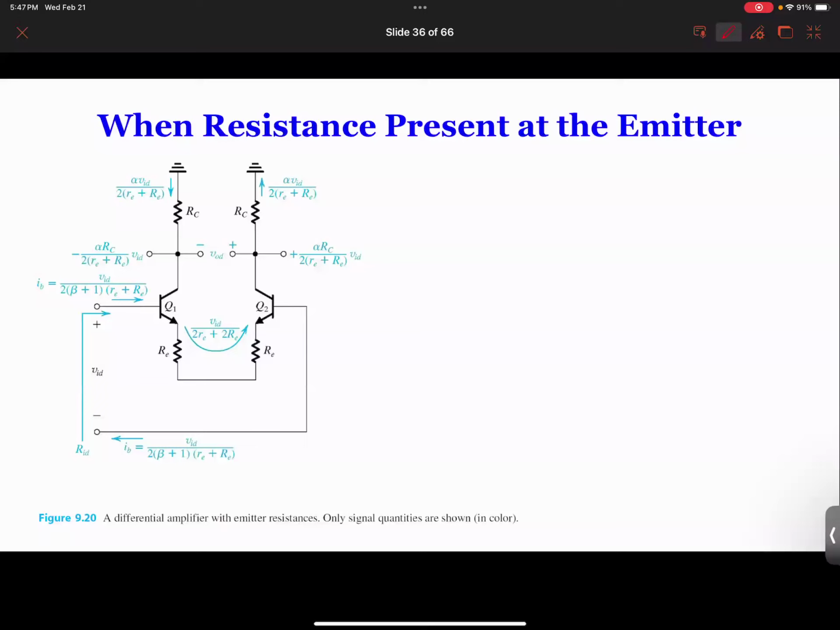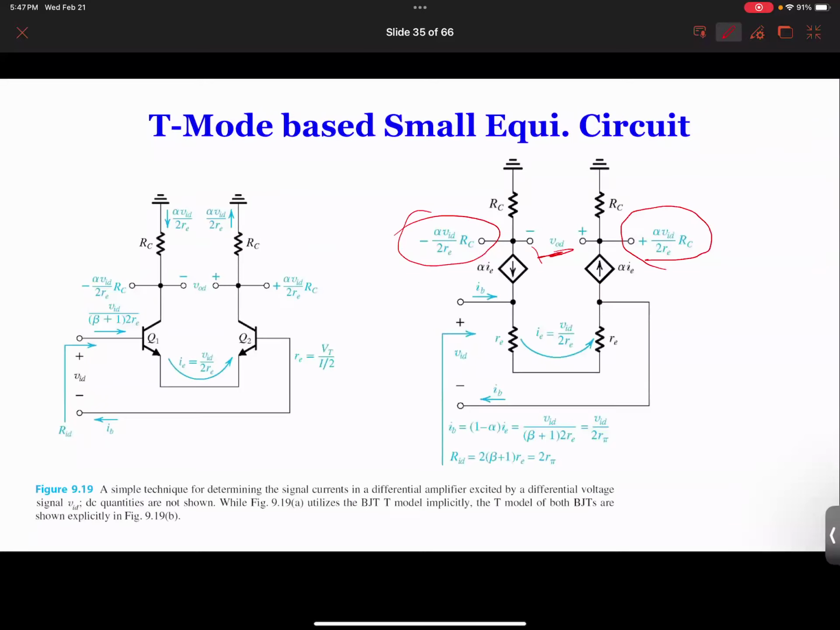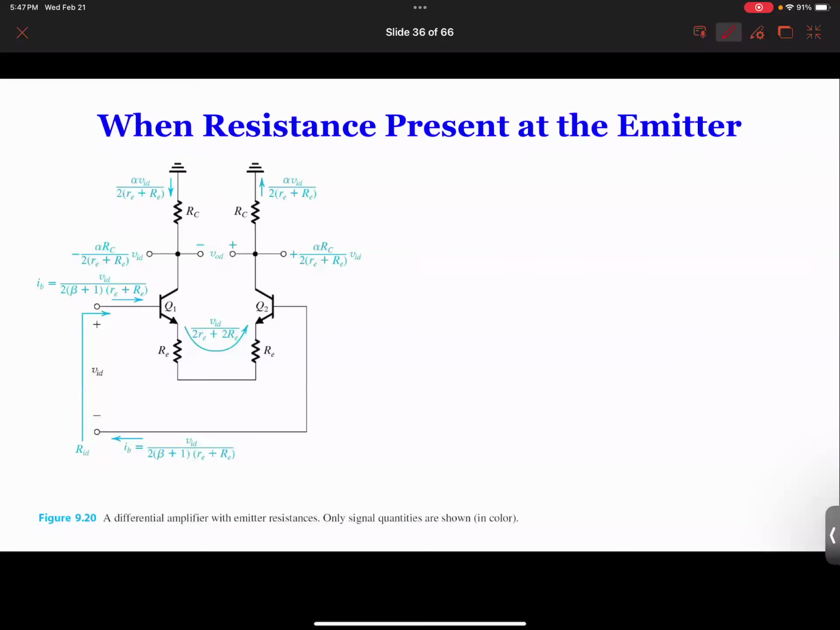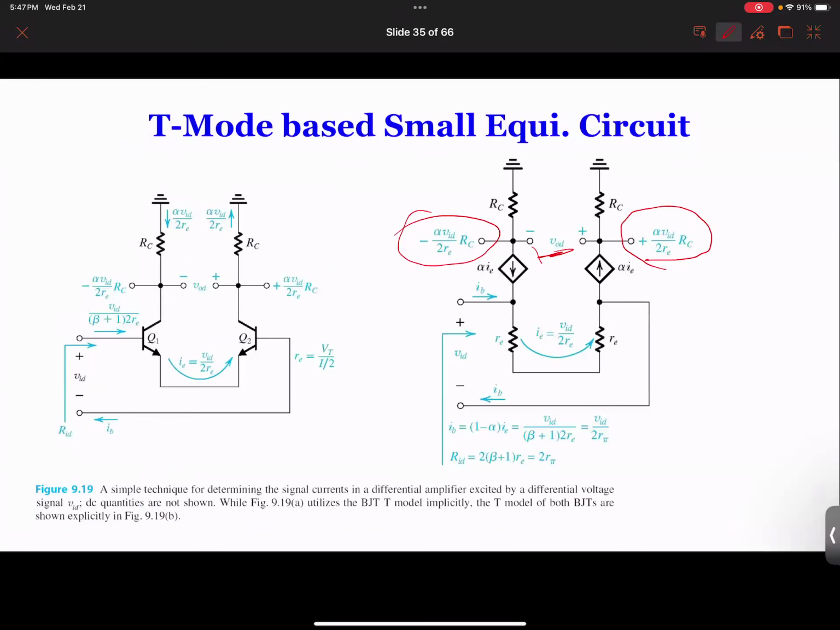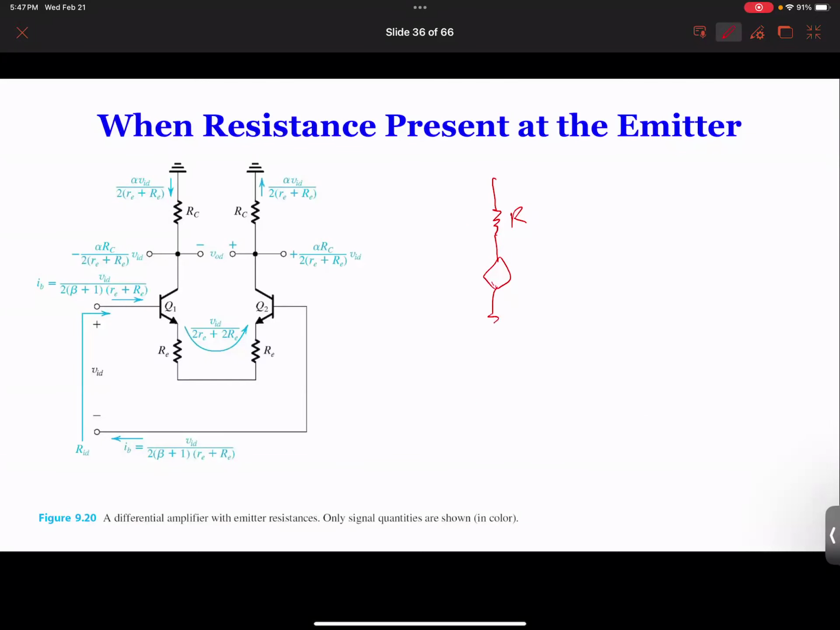Yeah, so they didn't draw the equivalent circuit over here, but I can possibly draw the circuit. So instead, you will be simply drawing RC for a current source. You see current source, and then yeah, this RE, this RE. And you draw the same thing on this side.